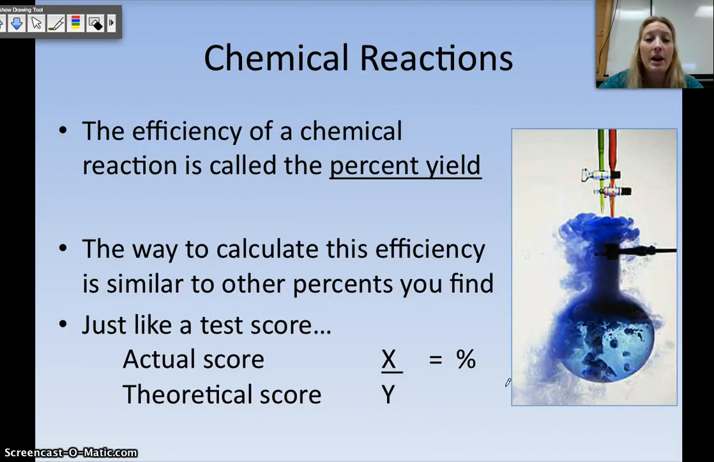So the efficiency of a chemical reaction is something that we call the percent yield. Obviously, you want a very high percent yield because otherwise a lot of things are getting wasted. But it doesn't always happen like that. So the way to calculate this efficiency, or this percent yield, is similar to any other percent that we've worked with. We take the part that we're looking at, divided by the whole thing. This time, the part that we're looking at is the actual amount that we make, and we divide it by the theoretical amount that we can make. Just like when you try to find a percent on a test, you take the points that you got, and you divide it by the grade that is possible.